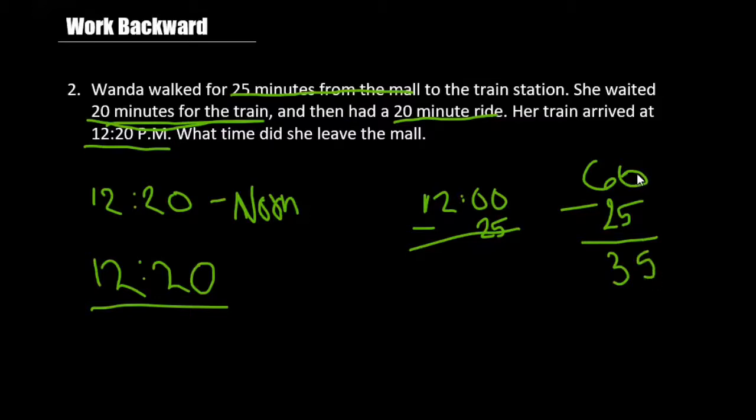Or you can do the math. We can't subtract 5 from 0, so we borrow. This becomes a 5 and this becomes a 10. 10 minus 5 is 5. 5 minus 2 is 3. So the answer is 35. Our answer is 11:35, because we can't have 12 anymore since we subtracted time from 12.